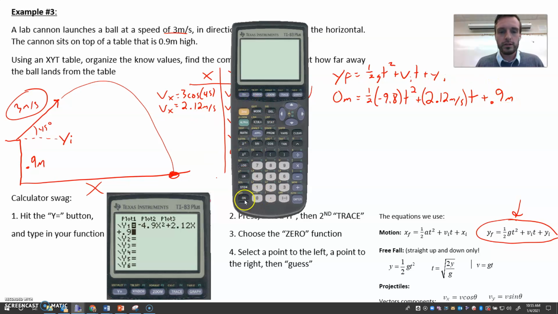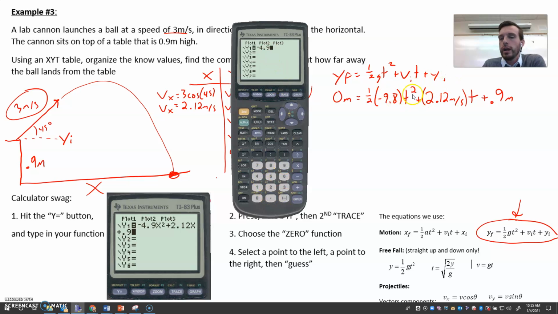Here's how you make your calculator solve this for you. You hit the y equals button. If you look down here in my directions, it says hit the y equals button and type in your function. So here's our function. Now, you'll notice 1/2 of negative 9.8 is negative 4.9, so I'm going to type that in.